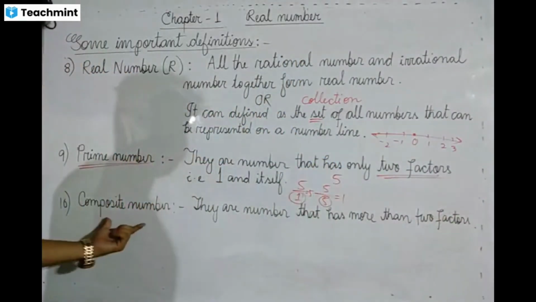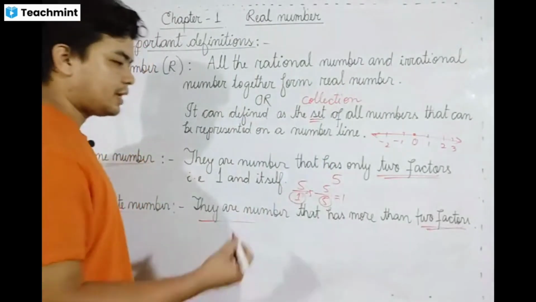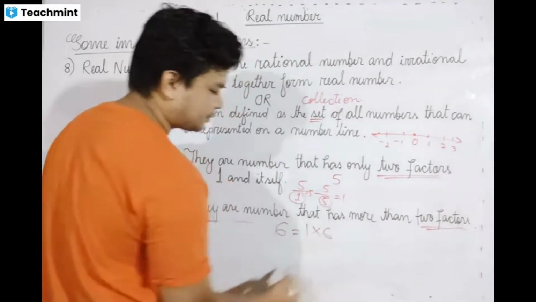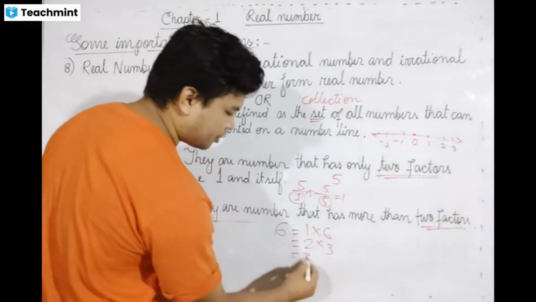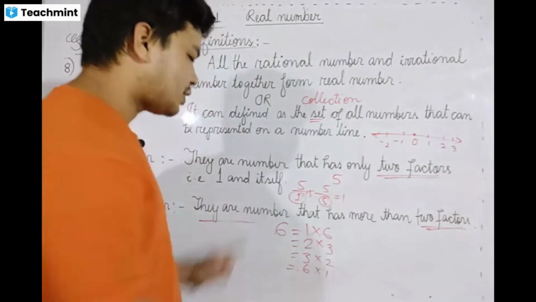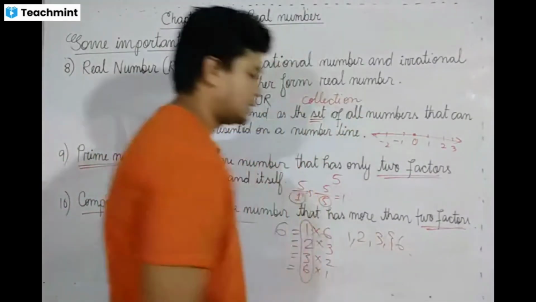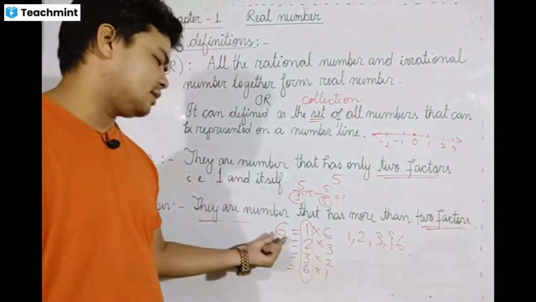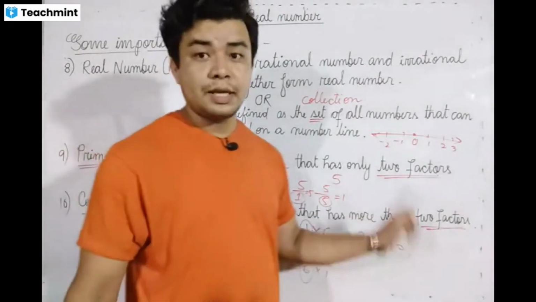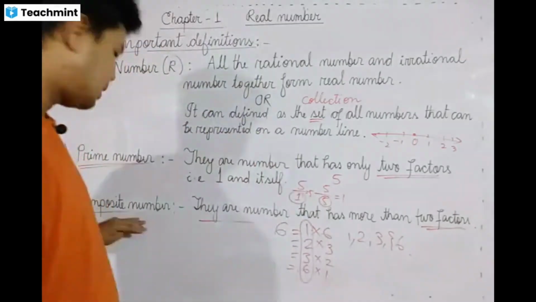Then what about composite numbers? Composite numbers are the numbers that have more than two factors. If there are more than two factors, then it is known as a composite number. Example, I can write 6 as 1 into 6, 2 into 3, 3 into 2, and 6 into 1. Then the factors that divide 6 are 1, 2, 3, and 6. There are 4 factors, which is more than 2 factors. So a number that has more than 2 factors is known as a composite number.